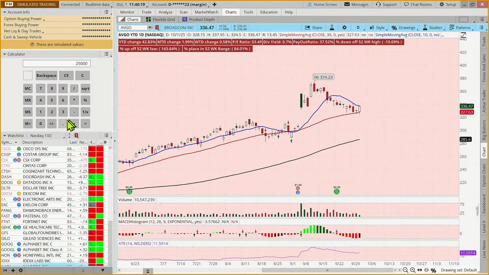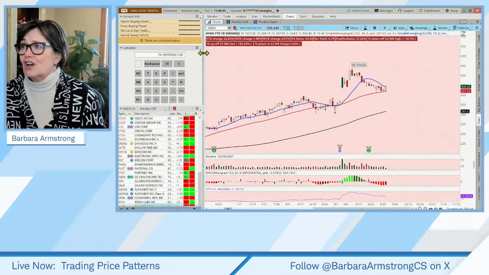This thing costs $337. I can buy 74 shares. And if you can't buy 100 shares, should you just say, well, I'm sorry, I can't trade this stock? Well, no, you could buy 10 shares of something or 1 share.